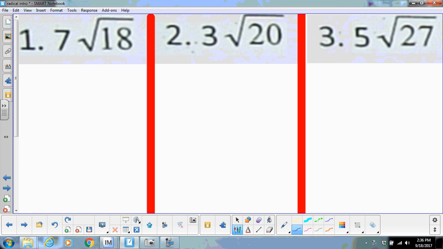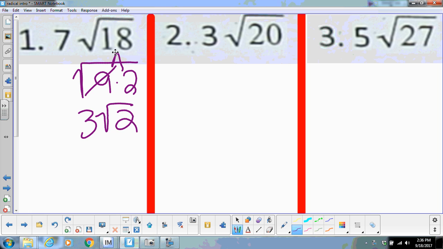All right, so for problem number 1, for 18, I'm going to choose 9 times 2. 9 is a perfect square. Its square root will be 3, so the 3 comes out and the 2 stays in. Don't forget to bring down your 7, and 7 times 3 is going to give you 21.